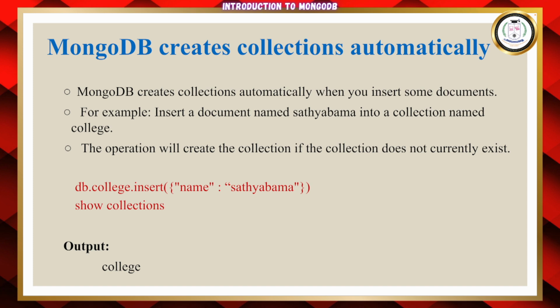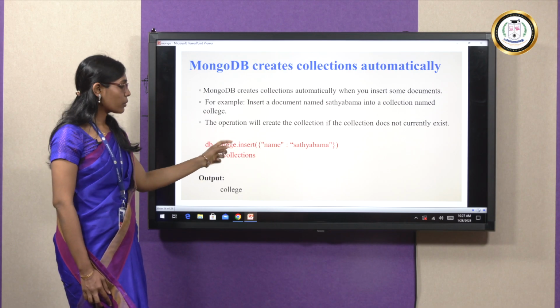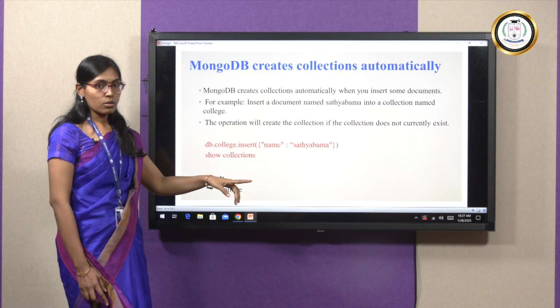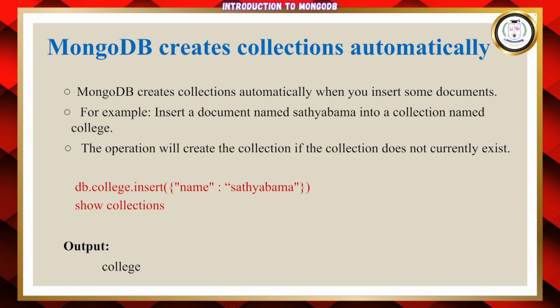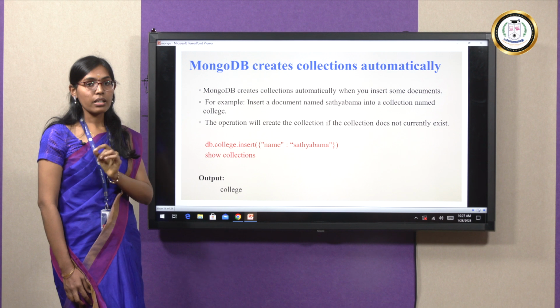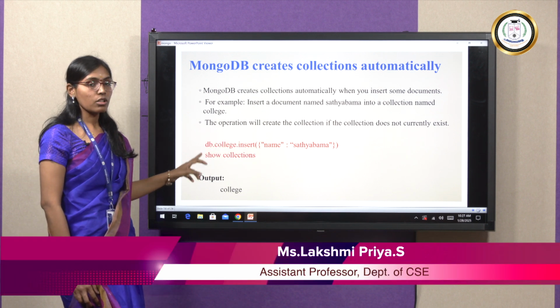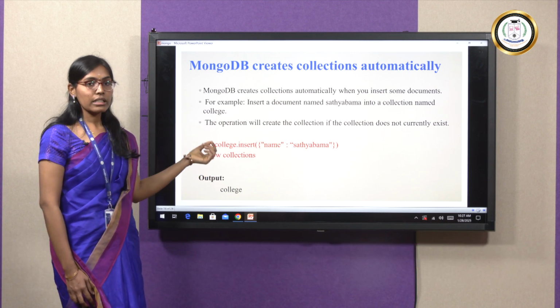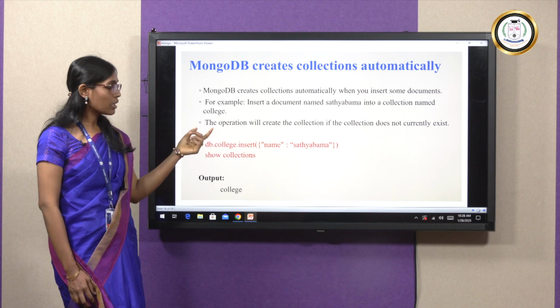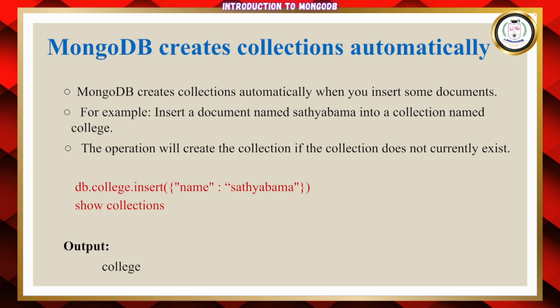db.college.insert means that college is a collection, and inside college you are going to insert a document. Every document consists of curly braces. So one single document with the name Sathyabama means a document which has only one field, with the name Sathyabama. This document has been inserted inside the college collection in your database. If you check show collections, college will be displayed. Even though you didn't create a collection separately using a command, this command will create the collection. So this is how you create a collection in another way.